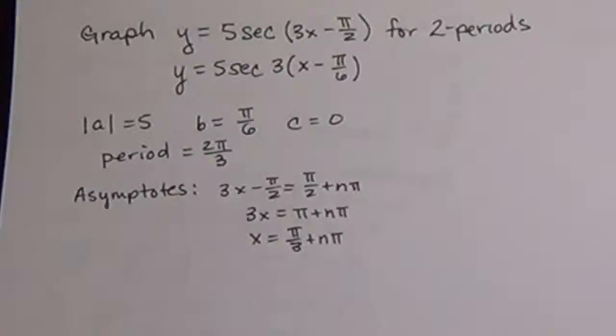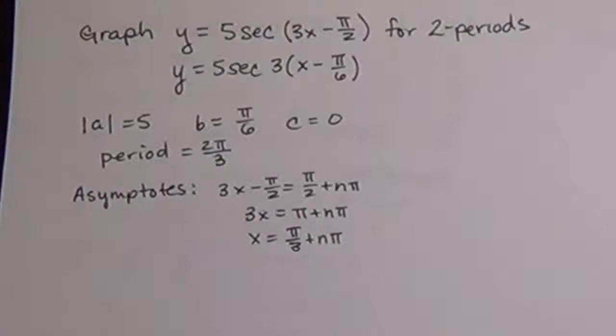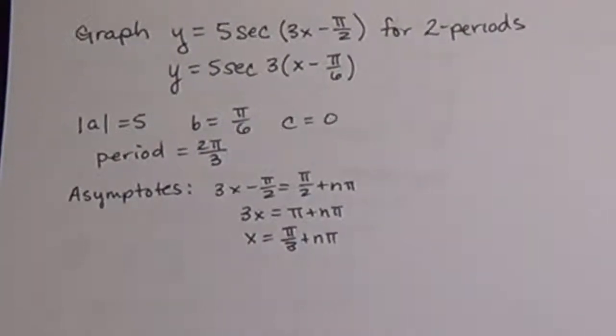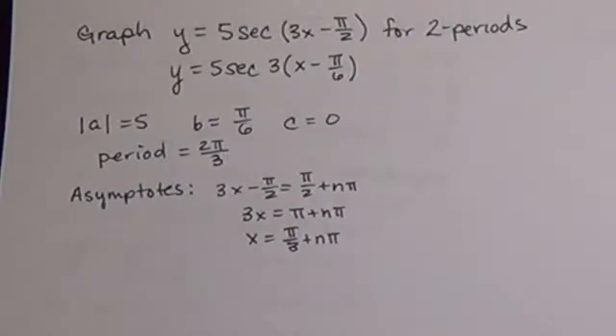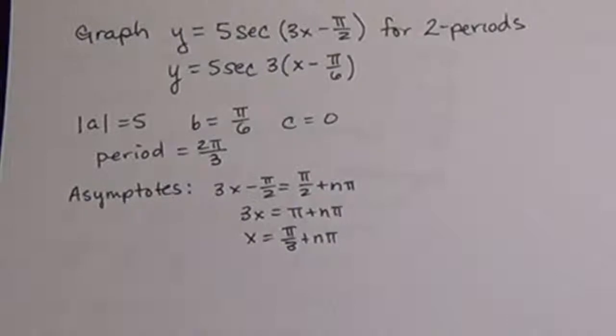So for this graph, again, we first want to begin by rewriting our function. Notice the function we were given is not in the general form. So we want to pull that 3 out so that we can get it into its standard form. So we can see that the absolute value of A is 5. That's our amplitude. Our phase shift is going to be pi over 6. Our vertical shift, there is none. And our period is going to be 2 pi over 3.